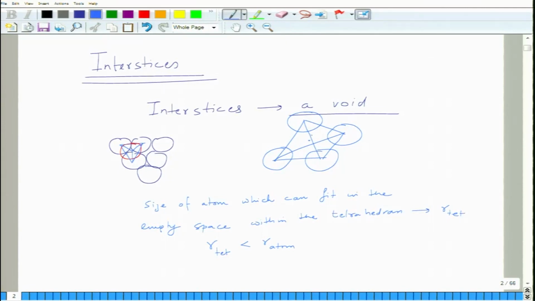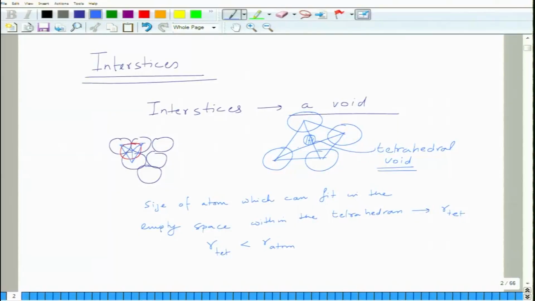This space where you can make a smaller atom sit is called a tetrahedral void. So you have a tetrahedral void here. Similarly, you can have a tetrahedral void underneath. As long as you have this 4 atom body which is symmetric in nature, a regular tetrahedron, you will have a tetrahedral void.